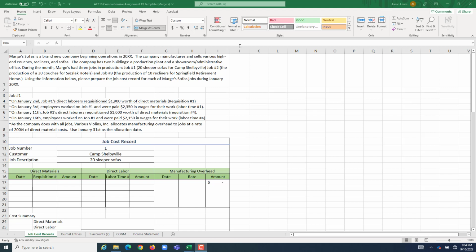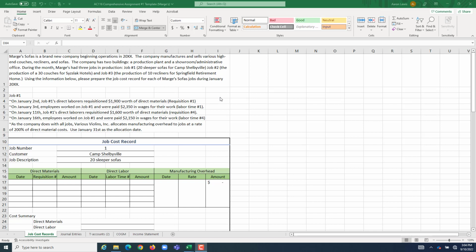And during the period, they have 3 jobs. Job number 1, production of 20 sleeper sofas for Camp Shelbyville. Job number 2, the production of 30 couches for Sislak Hotels. And job number 3, the production of 10 recliners for Springfield Retirement Home.